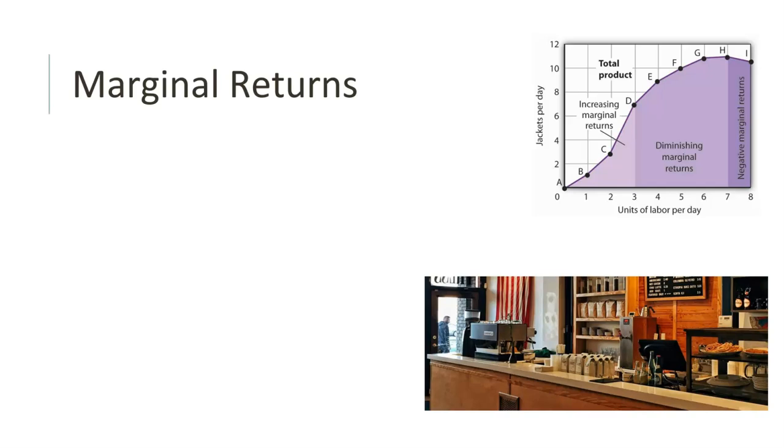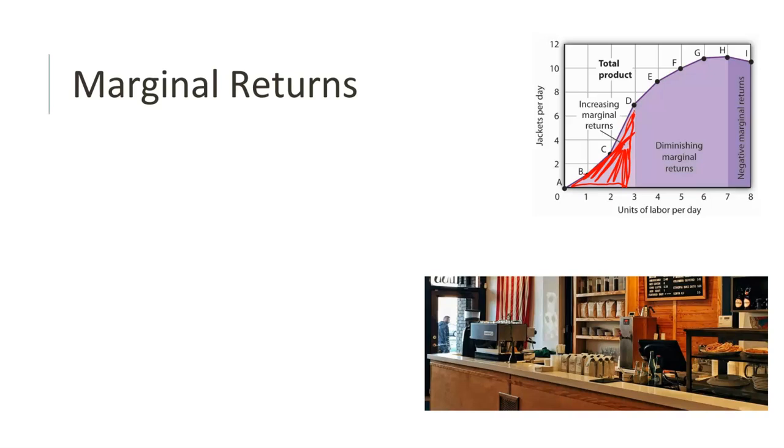Here it's highlighted for you in slightly different shades of purple. So this is in your book. And this lighter shade of purple right here, this is the area where we have increasing marginal returns. So the idea there is that we're going to be adding more stuff per worker or per hour worked. It's going to become basically more productive.